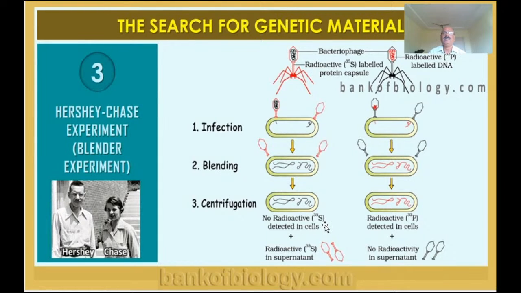So, protein is not responsible for the transfer of characters from one generation to another generation. DNA is responsible for the transmission of characters. So, we can prove this by this experiment.